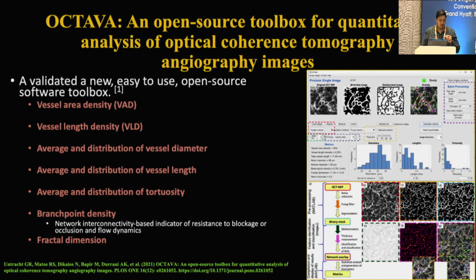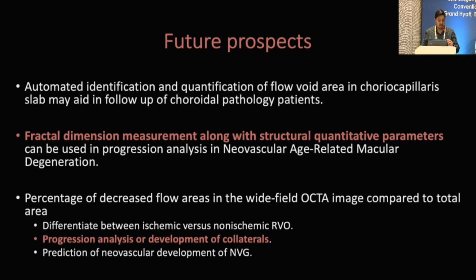So there was a lack of standardization. We need something to standardize OCT angio, because every machine had different parameters and different ways to calculate them. So OCTA is an open source, validated, standardized software toolbox that allows us to calculate the vessel density, the vessel length, average and distribution of the vessel diameter, average and distribution of the vessel length, vessel tortuosity, and fractal dimension.